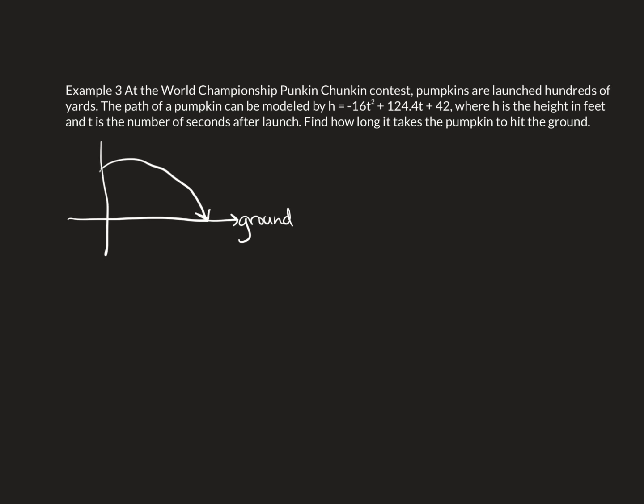Okay, so our h is the height in feet above the ground. It doesn't say that, but that's what it is. So when it hits the ground, how far above the ground is the pumpkin? Well, it's 0 feet above the ground. So that means in place of my h, I'm going to substitute 0. 0 equals negative 16t squared plus 124.4t plus 42. And if you recall, then we are finding the x-intercepts when we do this. Now we're going to end up with two answers. We'll talk about that once we get there.